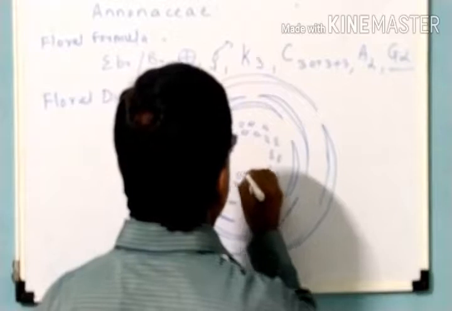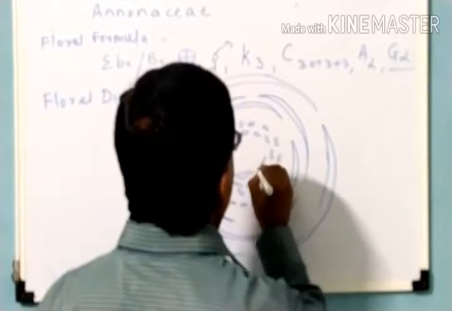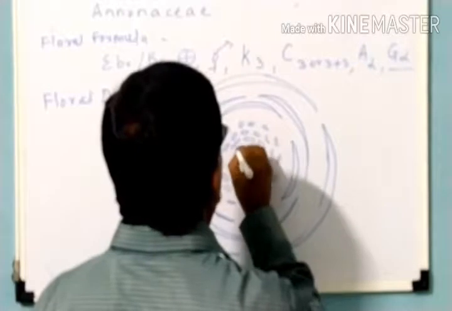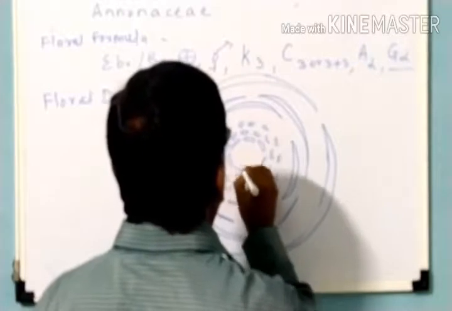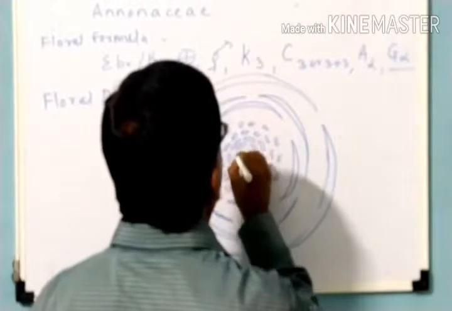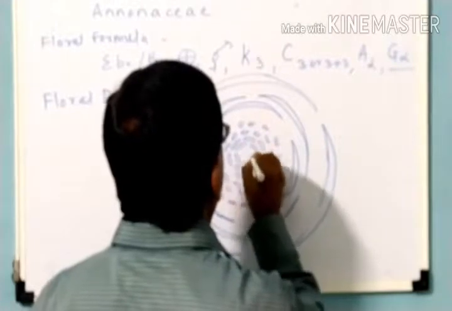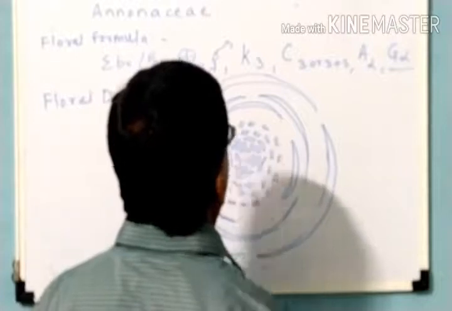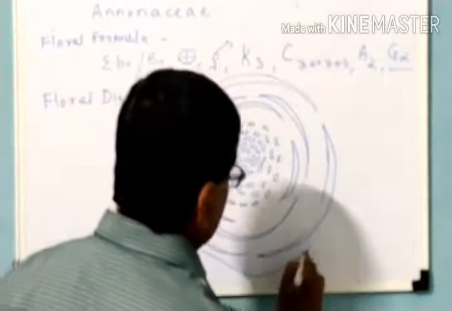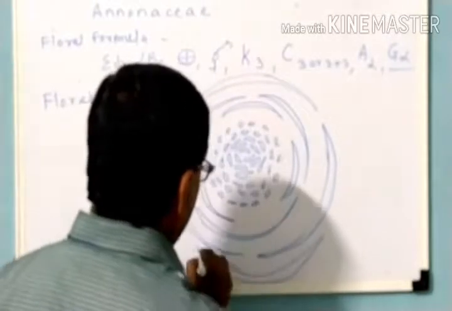You can see these are the carpels. Carpels are also many. They are also spirocyclically present, like this way. Like this. Then if the flower is bracteate, you can show this is a bract in the flower.